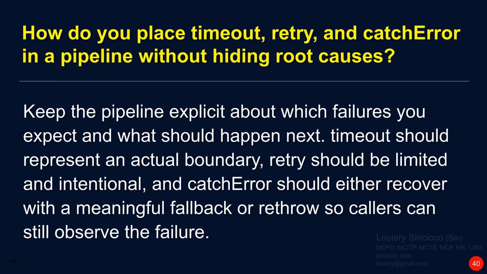How do you place timeout, retry, and catchError in a pipeline without hiding root causes? Keep the pipeline explicit about which failures you expect and what should happen next. Timeout should represent an actual boundary, retry should be limited and intentional, and catchError should either recover with a meaningful fallback or rethrow so callers can still observe the failure.